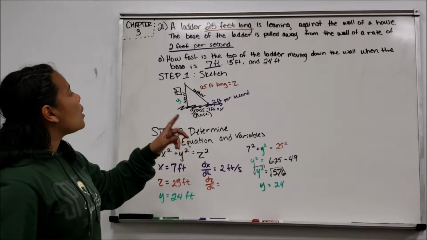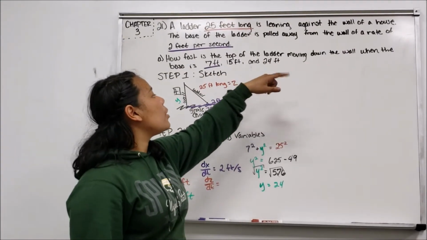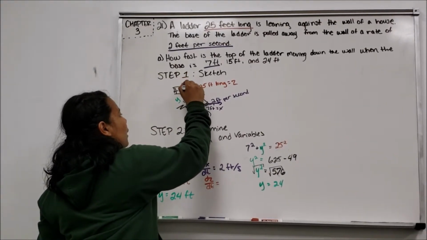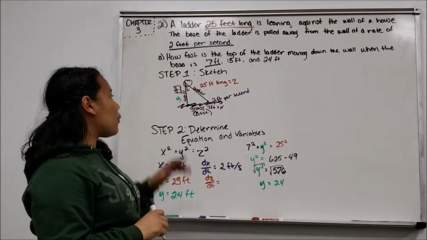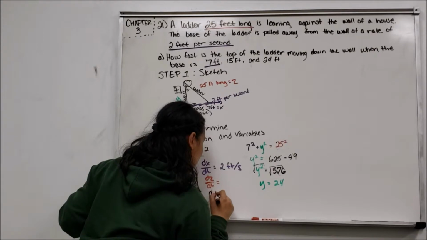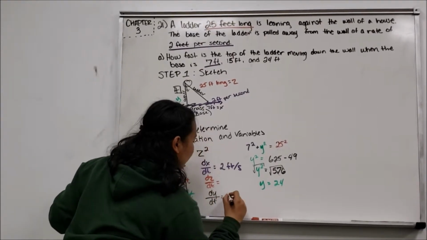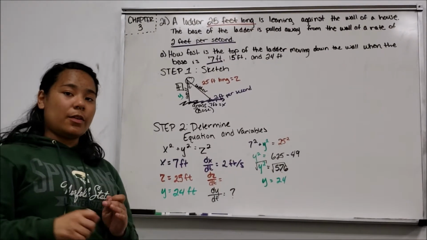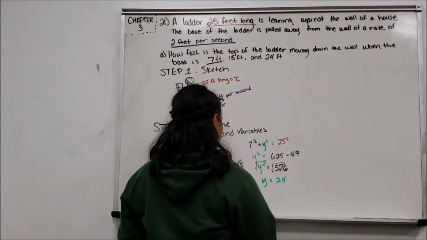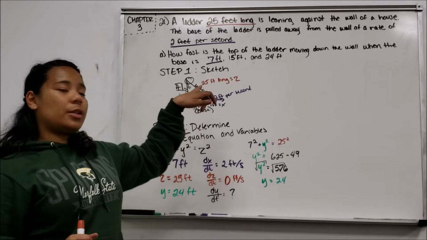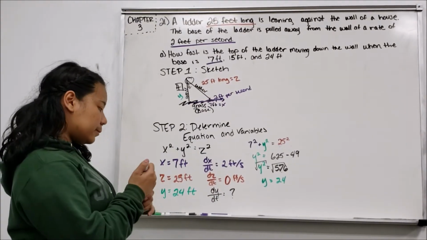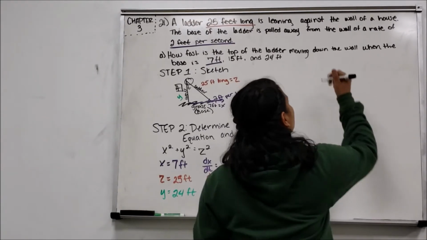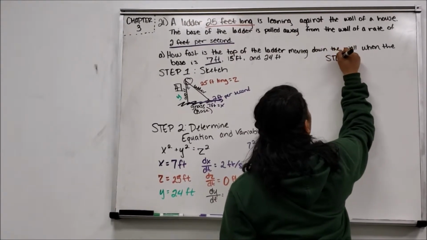Based off of the question, they want to know how fast is the top of the ladder moving downward, so they want to know this right here. The question is, how fast is this moving downwards? So that means we are looking for our dy dt. Since we are looking for our dy dt, that means we have to know what our dz dt is. So dz dt is going to be 0, and the reason for dz dt being 0 is because the ladder will never change its length at any time. So we have finally finished step 2, and it's now time to move on to step 3. And step 3 is always a little bit more complicated, but it's not that bad.